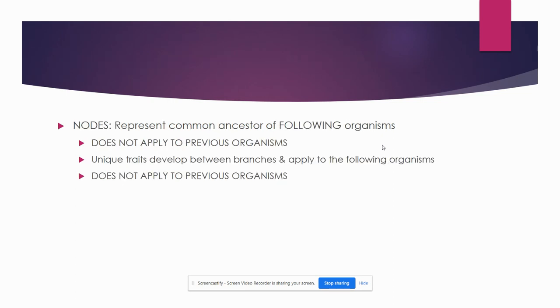But these things can be used to identify shared common ancestors and shared traits among organisms. And here's some vocabulary that goes along with these. So nodes. These represent the common ancestors for following organisms. They do not apply to previous organisms. And on a cladogram or a phylogenetic tree, unique traits are developing between the branches, and they apply again to following organisms and not previous organisms. So right now would be a time where you should pause this video because I'm about to pull up a cladogram and talk y'all through the vocabulary that I just gave you.